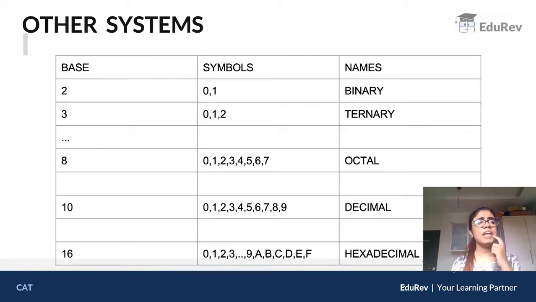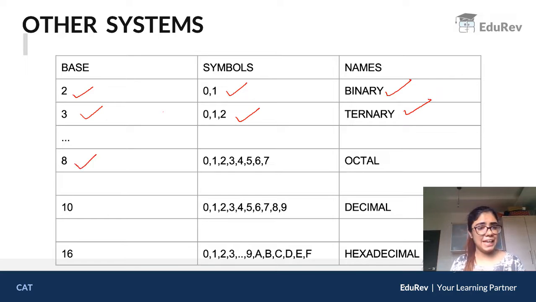Like I told you, for the decimal system, there are other bases, other symbols and other systems as well. So when your base is 2, you are using only 2 symbols 0 and 1. It is called a binary system. When it is 3, we use 3 symbols 0, 1 and 2. It is called a ternary system.